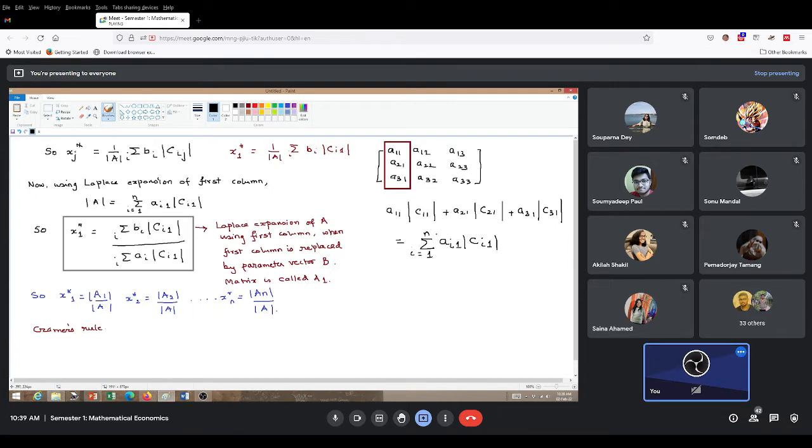So you can see over here that a determinant, if you write it in this form, this is when we are expanding the determinant using the first column. Okay, so this is what we have written. Now look at x1 star. x1 star is bi by C1i and this. What is this? This is the Laplace expansion by the first column. So the denominator is the Laplace expansion of A by column 1.